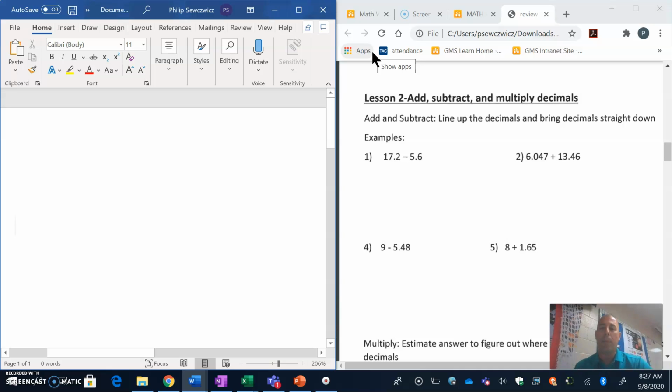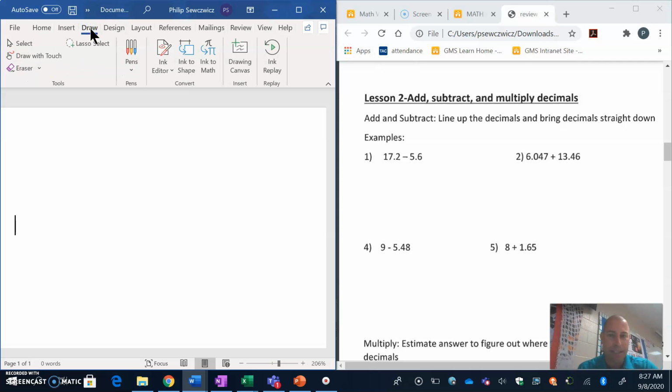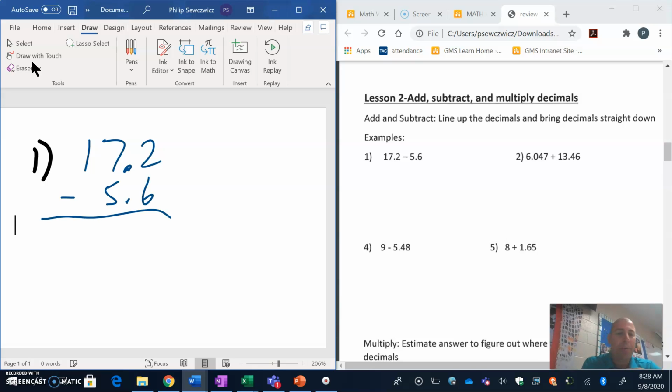Okay, so let's look at something like question number 1. All right, we're just going to line up our decimals, and then we're going to subtract away. So if we take the 17 and 2/10 minus the 5 and the 6/10, there we go. We'll do a little borrowing, and then we can subtract. And the big thing is bring that decimal straight down.